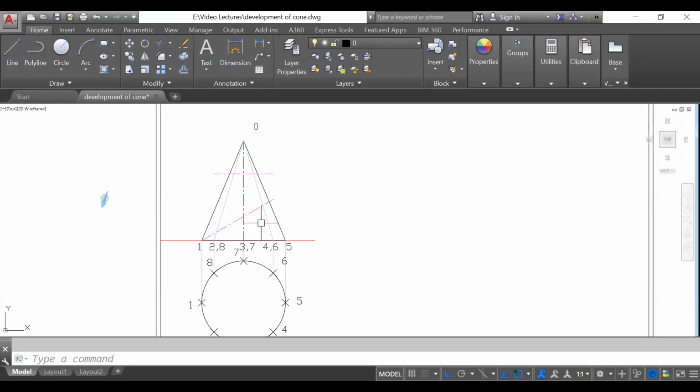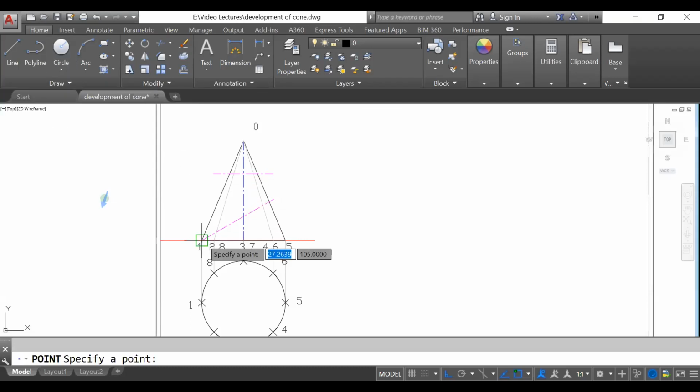Now, as usual, it is very similar to the development of a pyramid. You have to take all the cutting points on the true line, the true generator. Here 0-1 or 0-5 is the true generator, either this one or this one, because if you see the top view of 0-5 or 0-1, you will get the horizontal line for this. Next, take the cutting points.